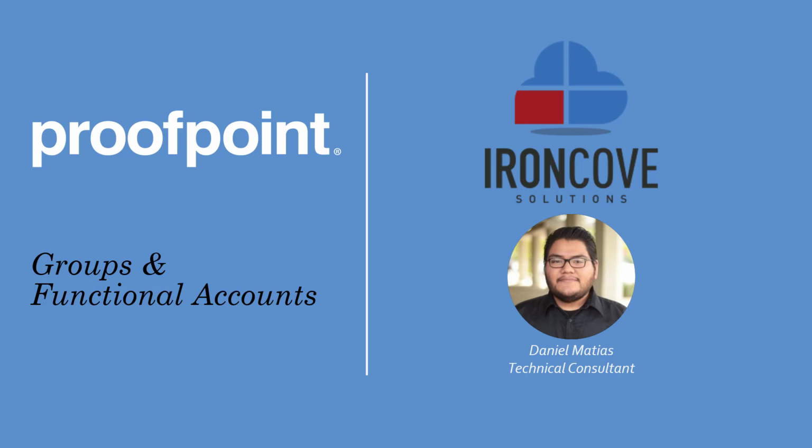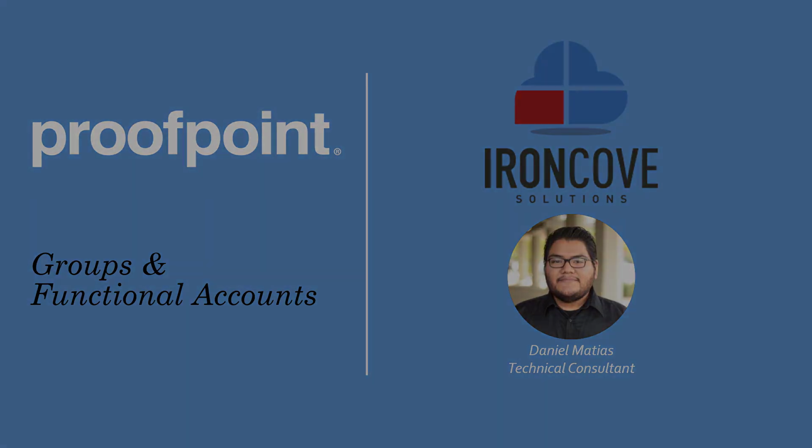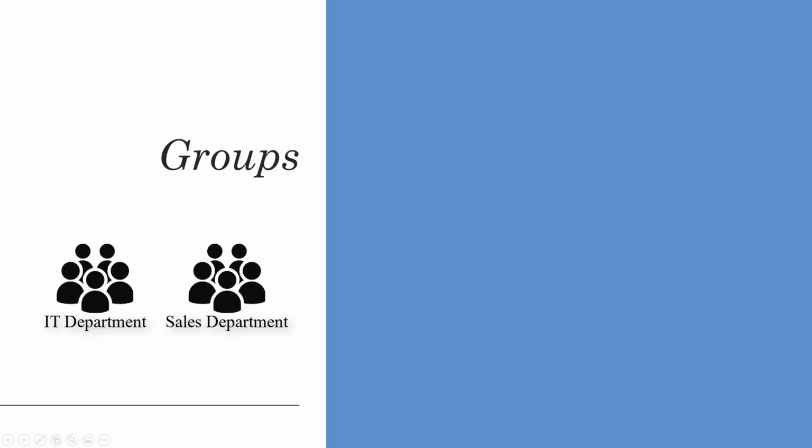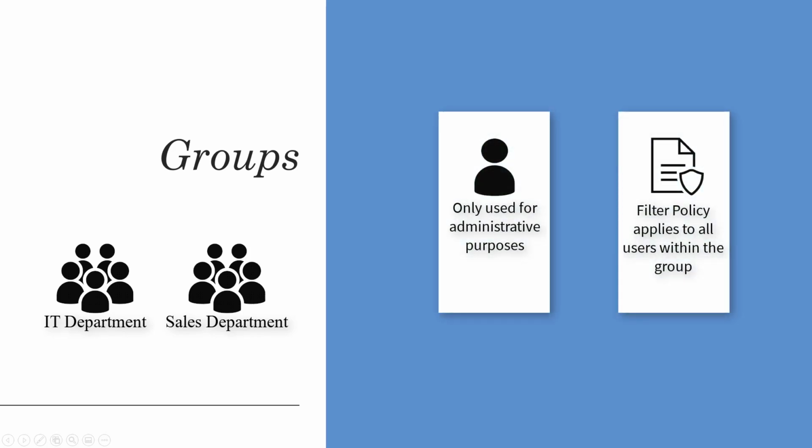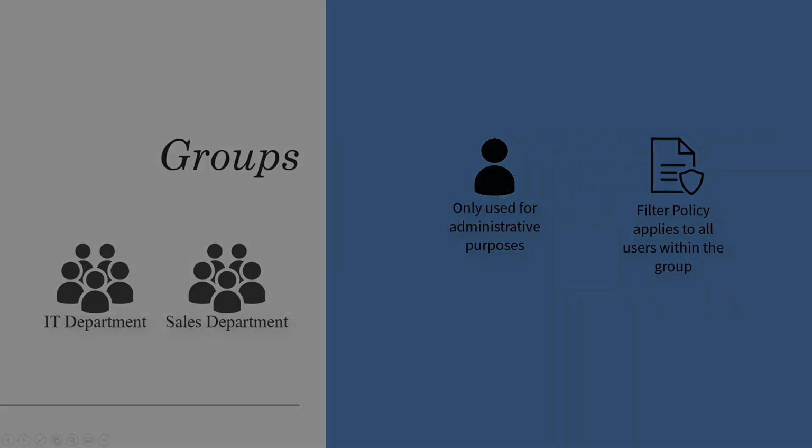Let's start off by defining what a group is, then we'll move into talking about what a functional account is. Proofpoint Essentials sees groups differently than the ones you would find in Exchange, for example security groups and distribution groups. Groups are only used for administrative purposes and multiple users can be combined to form a group. A use case for this would be a department or team of users are required to have the same filter policy that differ from other departments or teams, such as having their own whitelist, blacklist, inbound and outbound filter policies.